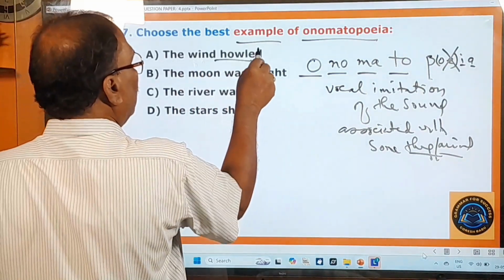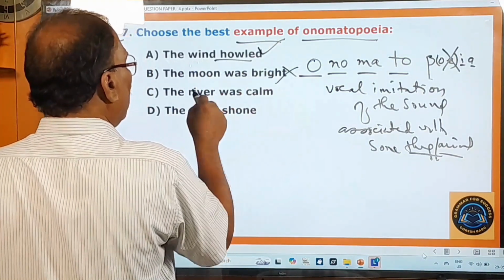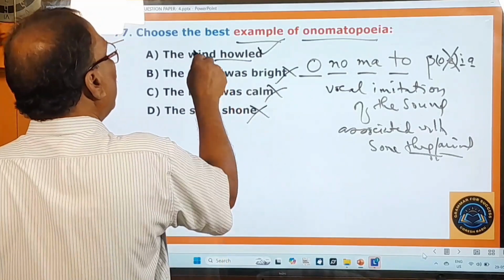The wind howled. The first one is the right one. The moon was bright now. The river was calm now. The stars shone now. The wind howled.